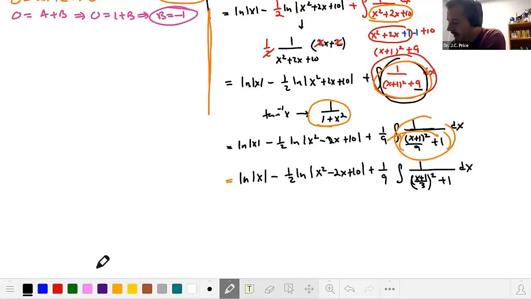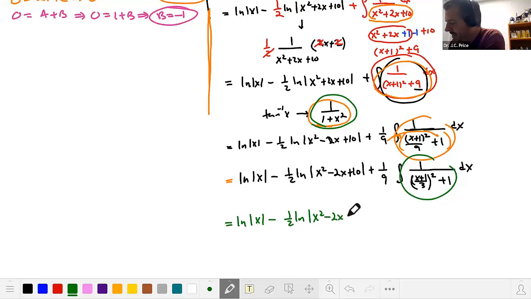And now this and this are very similar. They're just kind of off by a plus 1 and divided by 3. So I'm going to guess now at what my answer is going to be. So it's going to be equal to ln absolute value of x minus 1/2 ln absolute value of x squared minus 2x plus 10, and then plus 1/9. And my guess would be tan inverse of x plus 1 divided by 3. And now I'll check it real fast.